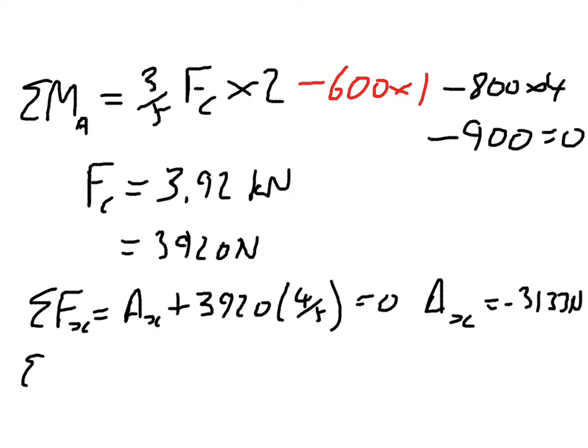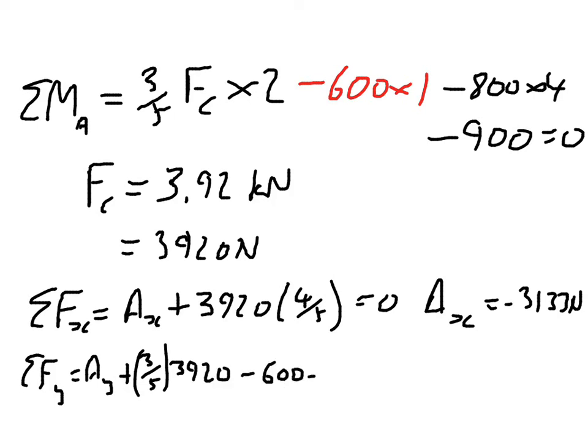Similarly, my sum of my forces in the y direction is going to be AY. It's going to be plus 3/5 of 3,920, and then minus 600 and minus 800 for the two forces we started with that are acting downwards. That equals 0, so AY is going to equal minus 950. So again, the two directions that we assumed at the start for AX and AY in our diagram are both incorrect and the wrong way around.